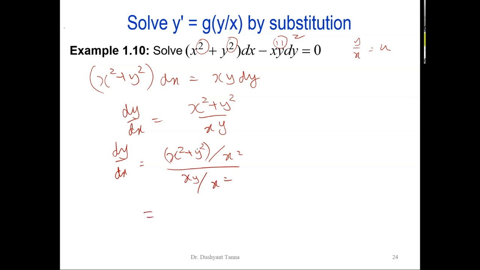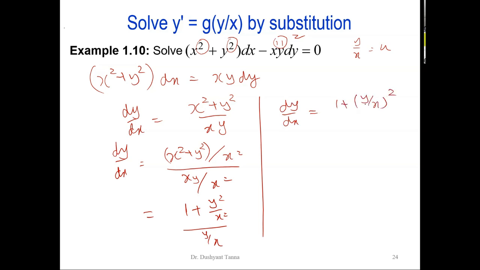Okay. x squared over x squared is 1, plus y squared over x squared. And over here, x is gone, y on x. So what I got is dy by dx is (1 plus (y on x) squared) over y on x. Or, sorry, not square. Or, if you want, 1 over y on x plus y on x. You can even write it further.